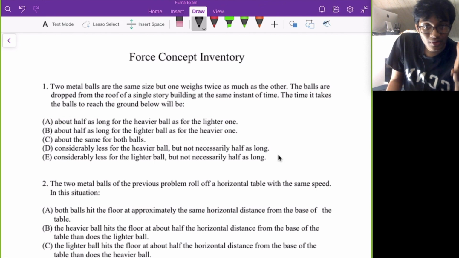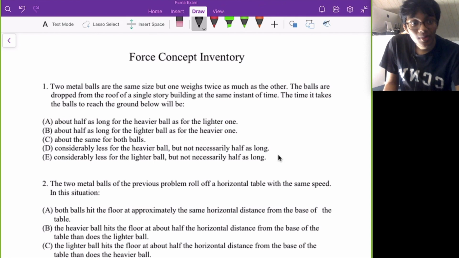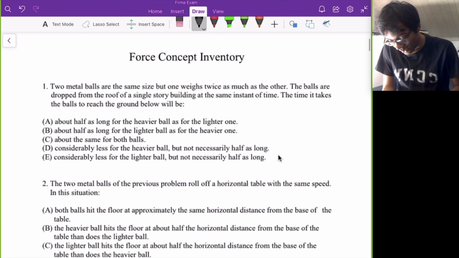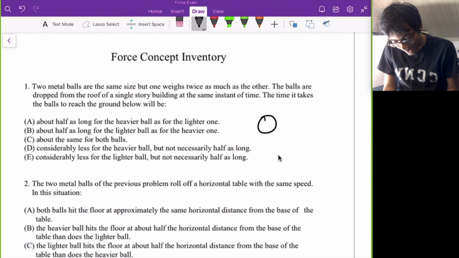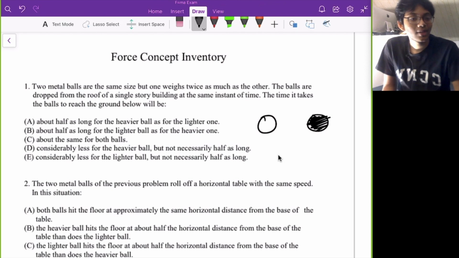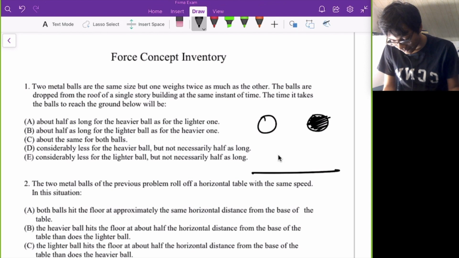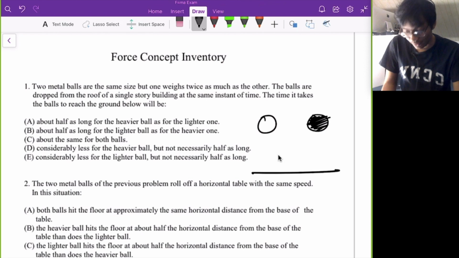So what do we have? First of all, we've got two balls, right? They're the same size, but one of them is twice as heavy. So you can imagine that you've got two balls. One of them is much heavier, maybe it's made out of some dense metal, and the other one is made of who knows, plastic. But they're the same size. Now we want to know which one's going to hit the ground first. So let's look at the options.